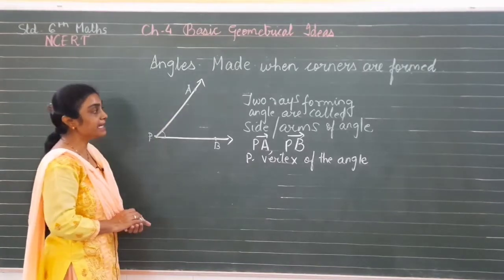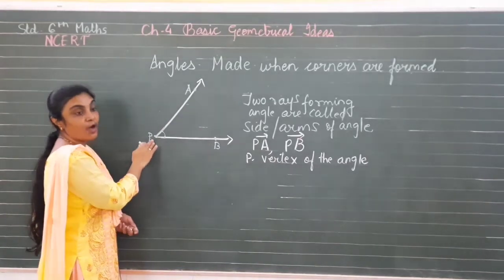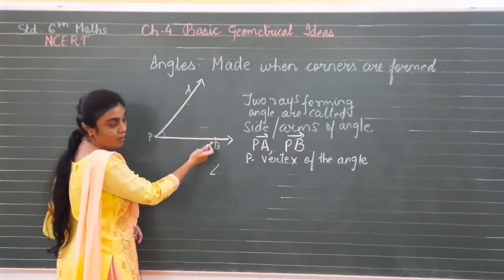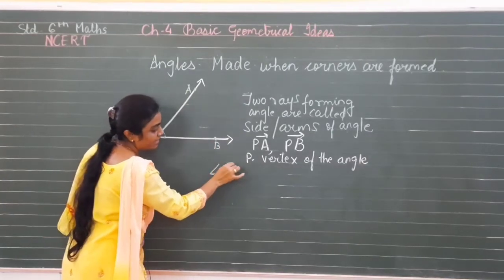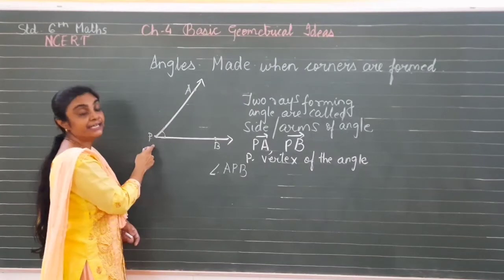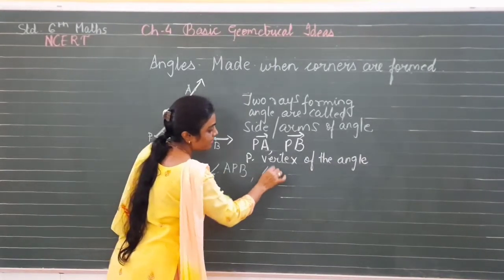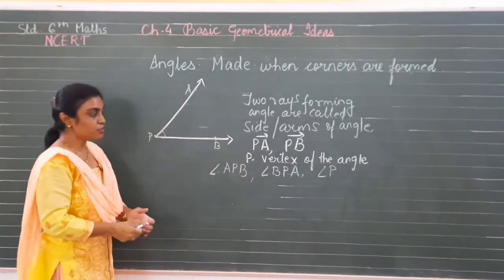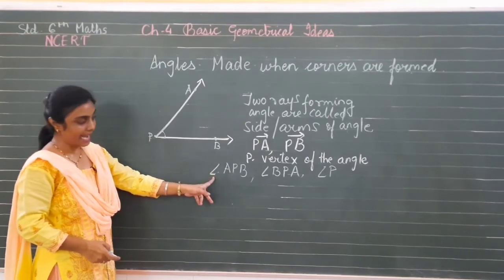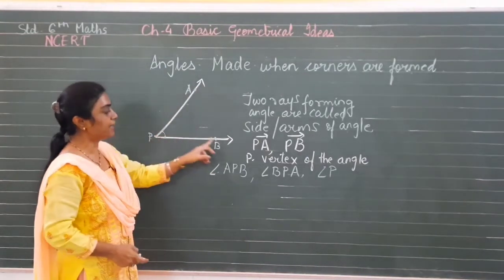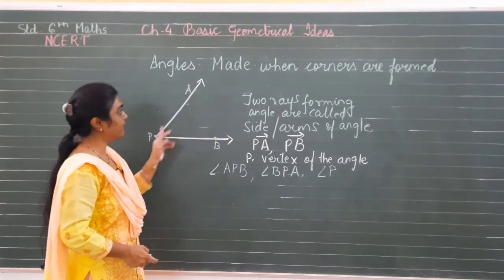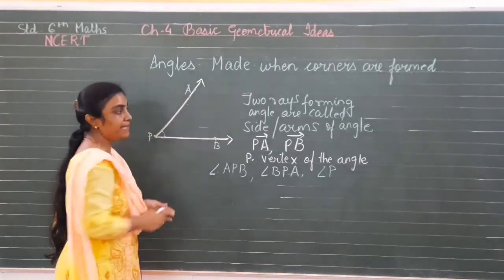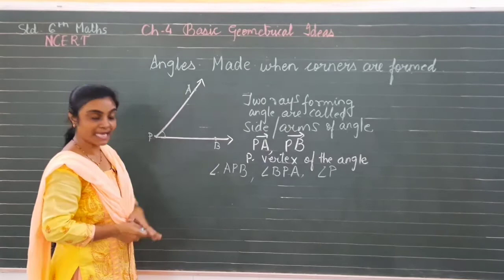Now how is this angle written? The vertex will always be written in the middle. You can start from this side or this side. So it can be written as angle APB, with P in the middle, or angle BPA, or we can say angle P. This is the symbolic form of the angle. We can write angle APB or angle BPA or angle P.